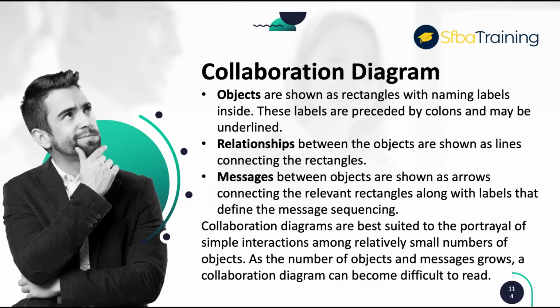Objects are shown as rectangles with naming labels inside. These labels are preceded by colons and may be underlined. Relationships between the objects are shown as lines connecting the rectangles. Messages between objects are shown as arrows connecting the relevant rectangles, along with labels that define the message sequencing.